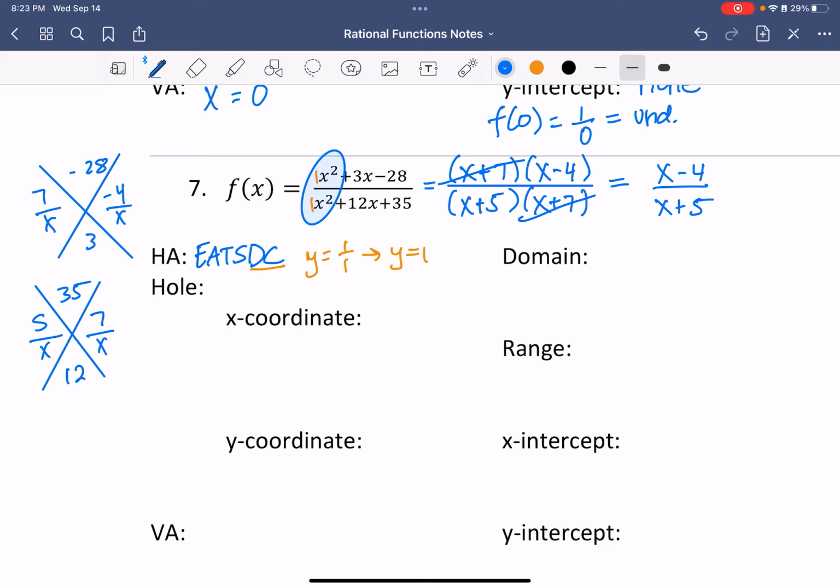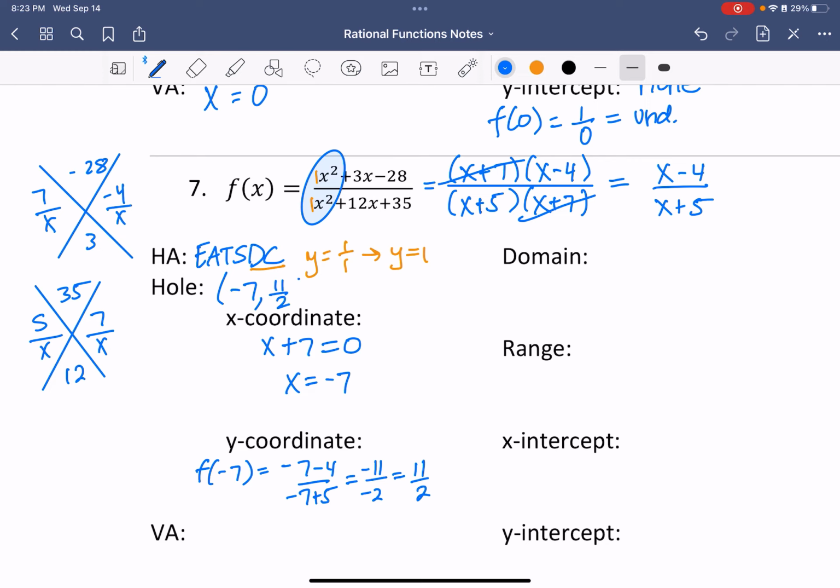So the x coordinate of the hole, you find it by setting the common factor equal to 0. You get negative 7. Then you do f of negative 7, and you put negative 7 into this x and that x. So everywhere there's an x in the simplified function, negative 7 minus 4 over negative 7 plus 5. Negative 7 minus 4 is negative 11. Negative 7 plus 5 is negative 2. The negatives cancel out, giving you a positive 11 over 2. So the hole is at negative 7, 11 over 2.